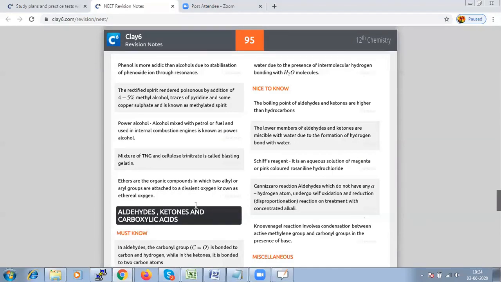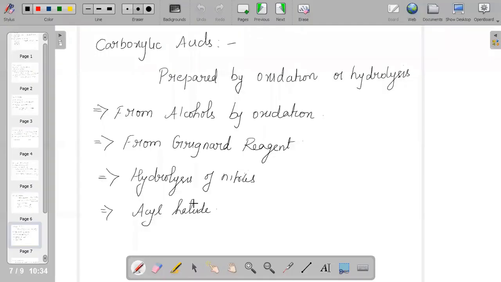And the boiling points of aldehydes and ketones are always higher than hydrocarbons. When we say carboxylic acid, the general structure is simple. We can say that it is RCOOH, which we call an aliphatic carboxylic acid. And in the same way, if we have an aryl group with COOH, it is called an aromatic carboxylic acid.